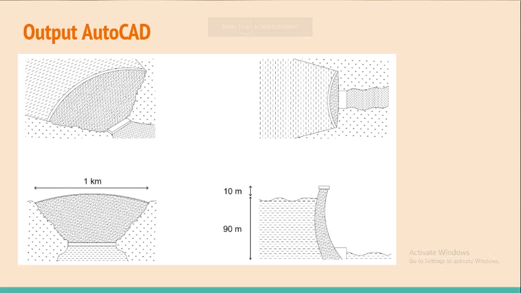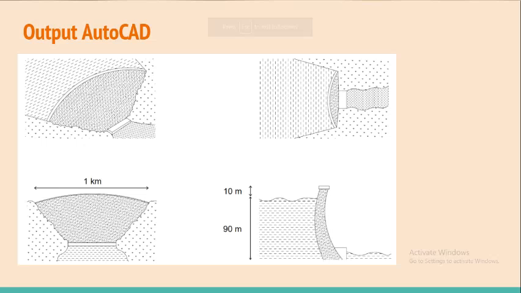As you can see, the upper left is the view from the side, the upper right is the view of the dam from the top, and the bottom left is the view from in front of the dam. The length of the dam is 1 kilometer. And last one, the cross-section view. The height of the dam we assume to be 100 meters.